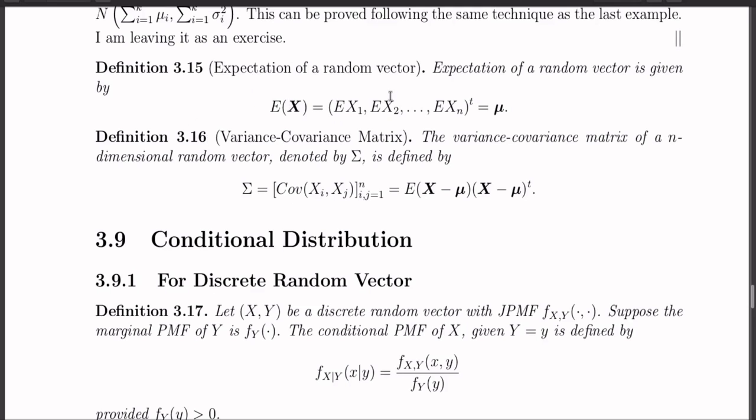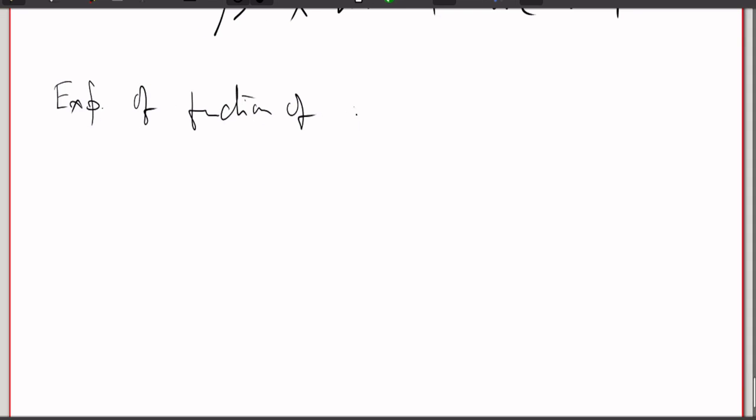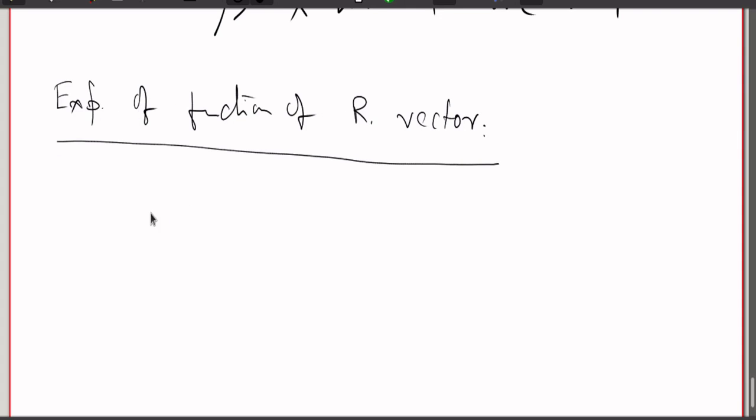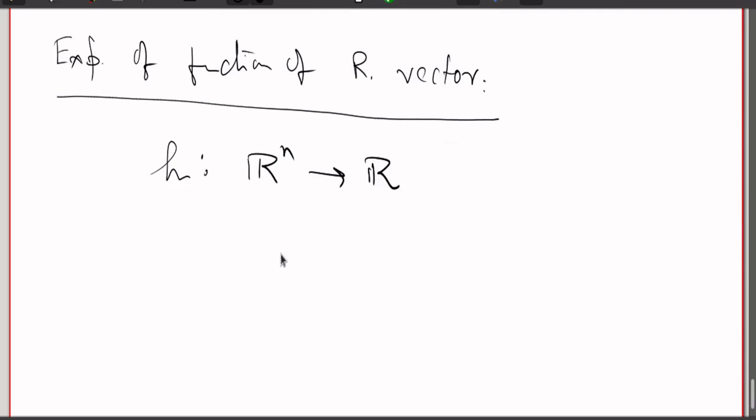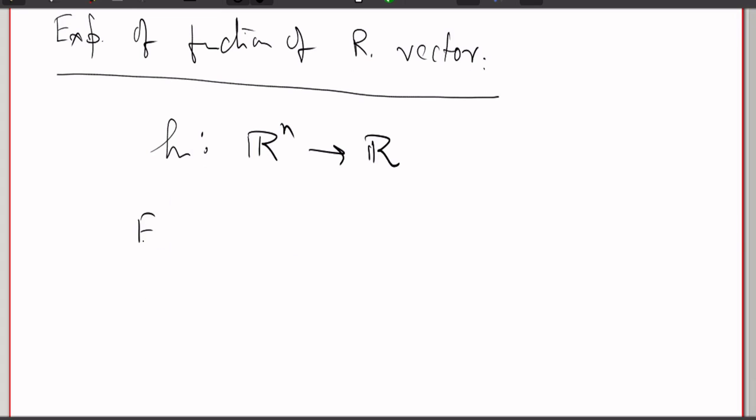So the first definition is basically the expectation of a random vector. Remember that when we talk about expectation of a random vector, we basically talk about expectation of a function of random vectors. In this case, we talk about the expectation of a function h, which is a function from R^n to R. So we talk about a function h, then we talk about expectation of h of X. Okay, that's what we talk about.